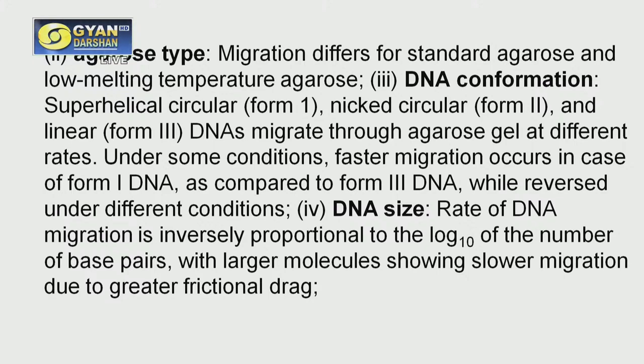Size of the DNA. If the DNA molecule is larger, then the migration will be slower, and vice versa. If the DNA is smaller, base pair is less, it will migrate faster. So the relation is, it is inversely proportional to the logarithm base 10 of the number of base pairs.